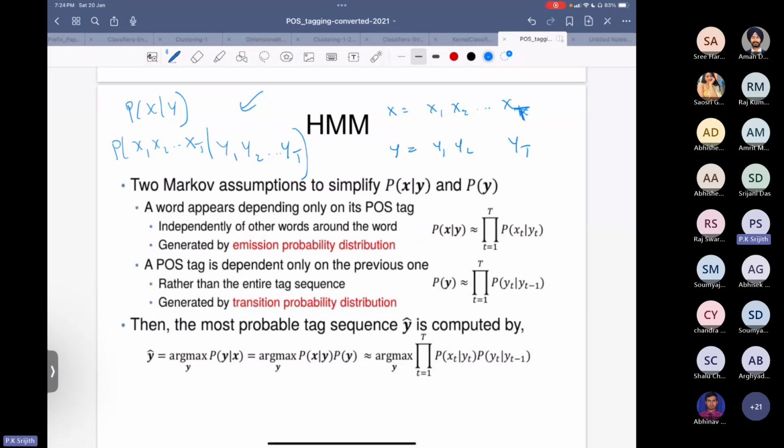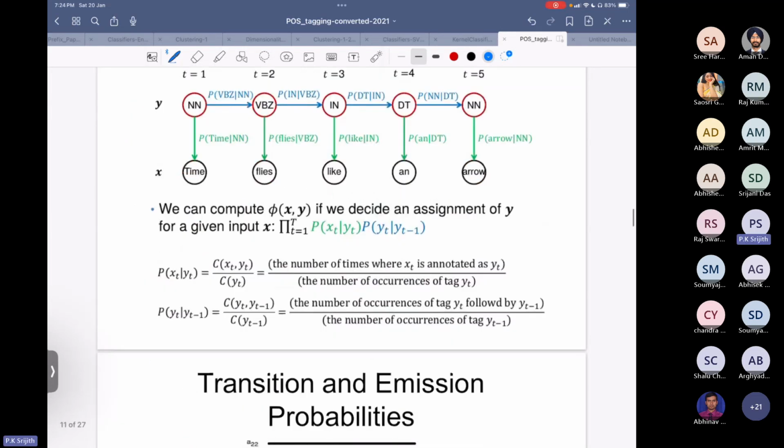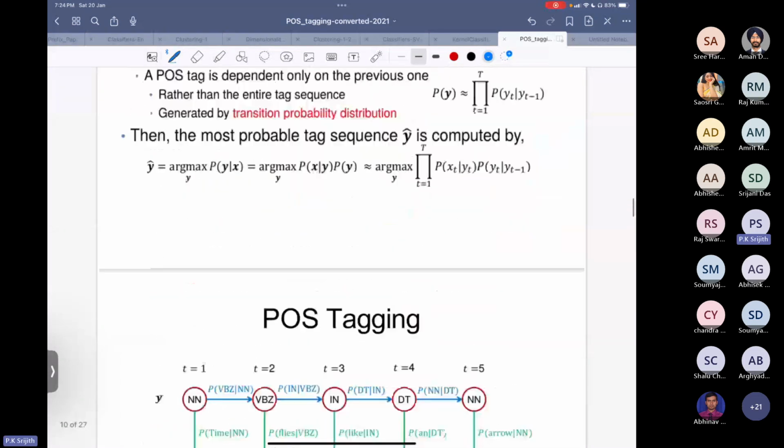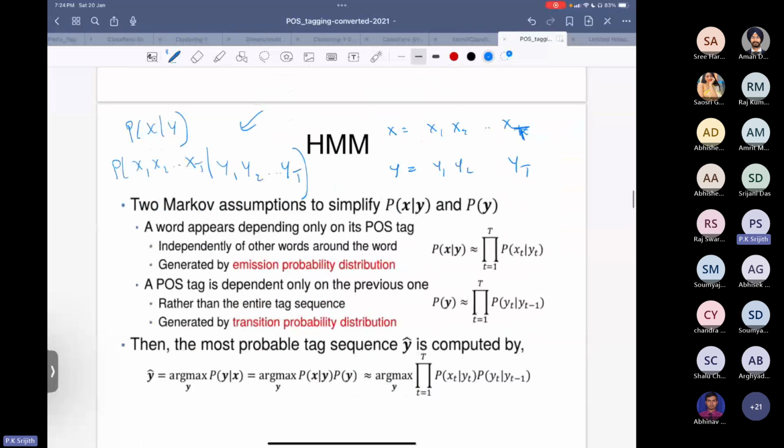Okay, let us bring some notations into the picture. Let us assume that the number of different possible part of speech tags associated with any particular component is p, as before. y1 can take p possible values, y2 can take p possible values, and so on up to yt.